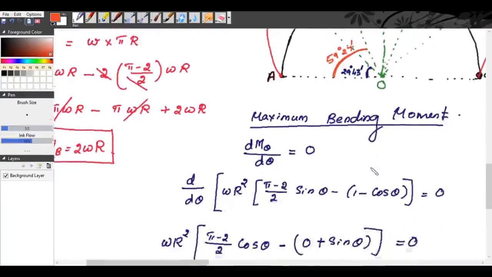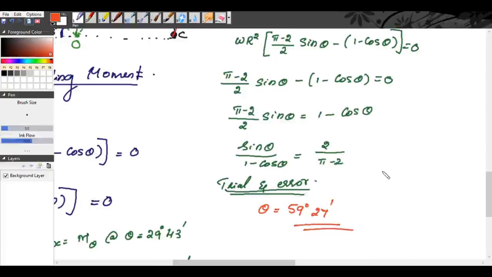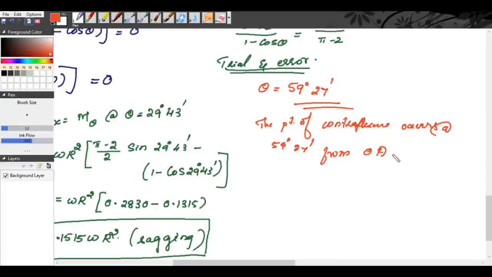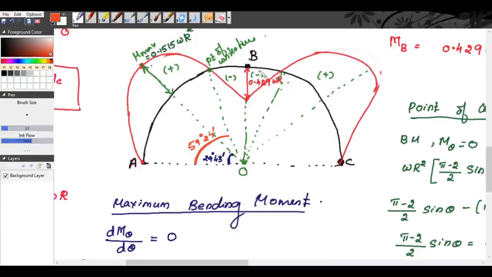So how can you conclude this? You can conclude the point of contraflexion occurs at 59 degree 27 minutes from OA. And this is our bending moment diagram. So our completed bending moment diagram is this.